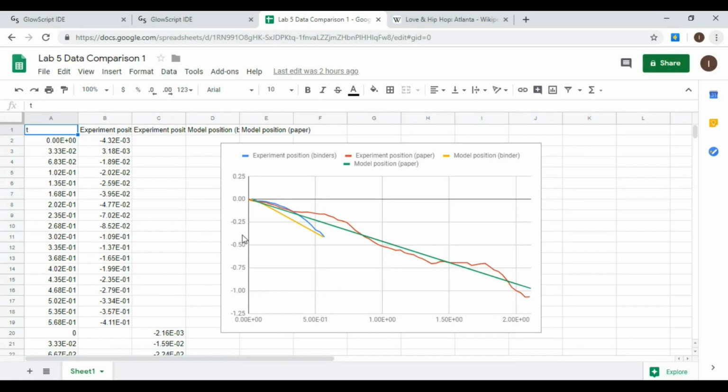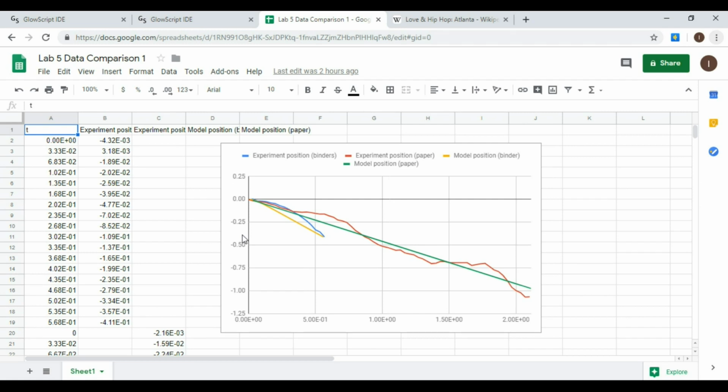When observing the position versus time in a separate spreadsheet, I plotted the experiment position for both falling objects and the model position for both falling objects. As you can see on the graph and also saw in Tracker, the sheet of paper takes longer to reach the ground than the stack of binders.